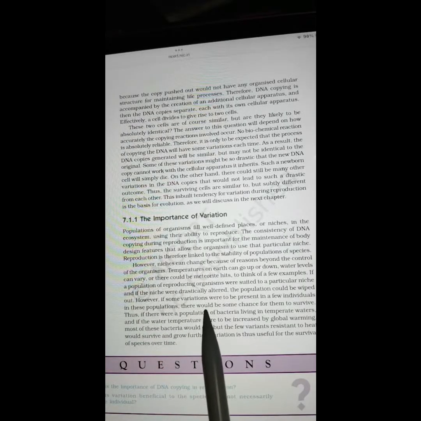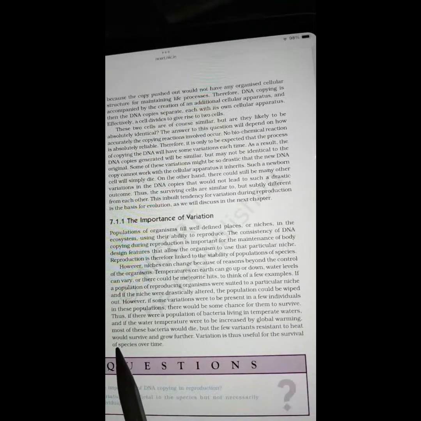However, if some variations were to be present in a few individuals in these populations, there would be some chance for them to survive. Thus, if there were a population of bacteria living in temperate waters, and if the water temperature were to be increased by global warming, most of these bacteria would die, but the few variants resistant to heat would survive and grow further. Variation is thus useful for the survival of species over time.